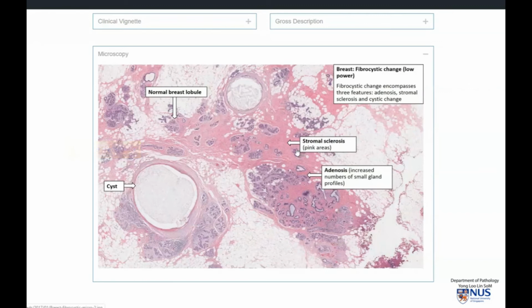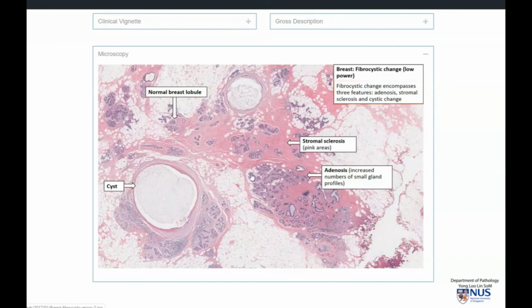The second element that we see is an increased pink area of the stroma, and this is stromal sclerosis or fibrosis. This sometimes may be due to a reaction to ruptured cysts. The third feature is that of adenosis, and this is defined as increased numbers of small gland profiles or an increase in the number of acini in a single lobule. So these three components together make up the histologic findings in fibrocystic change.